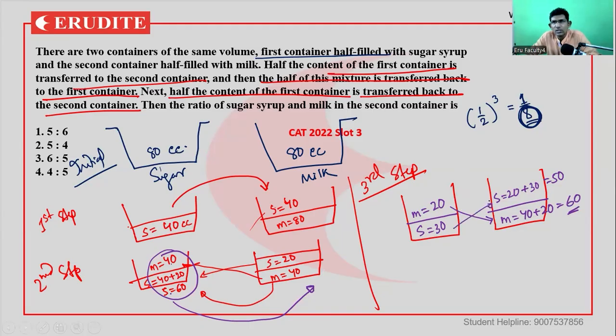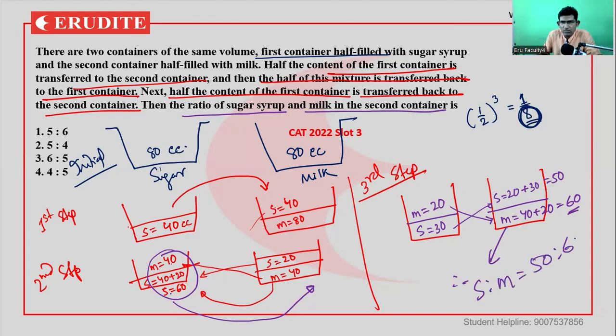Yeah, simple. The simple logic is when you take out half, that means half of each component will also shift out. Now what do they ask? Ratio of sugar syrup and milk in the second container. So sugar syrup is to milk will be what? That would be 50 is to 60 or 5 is to 6. So option 1 is my simple answer.